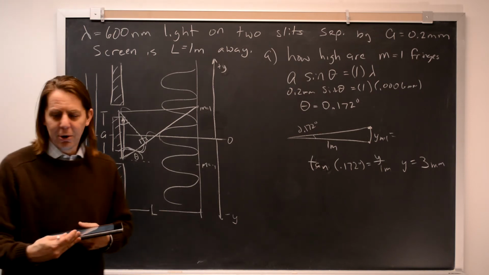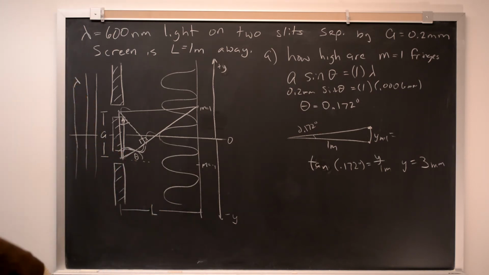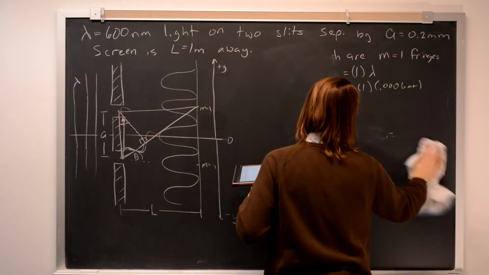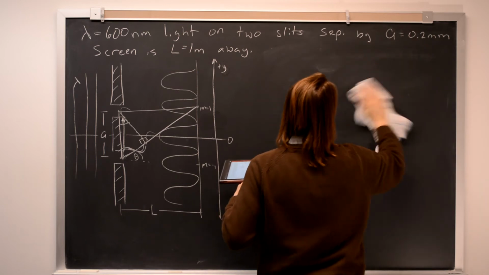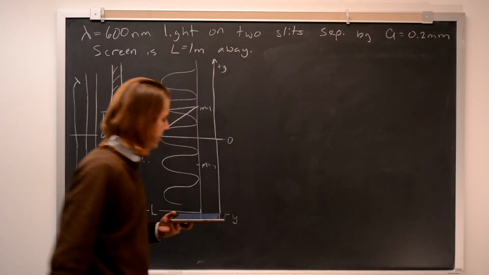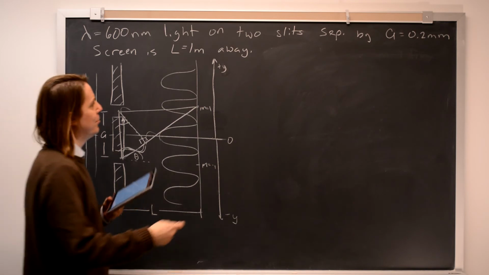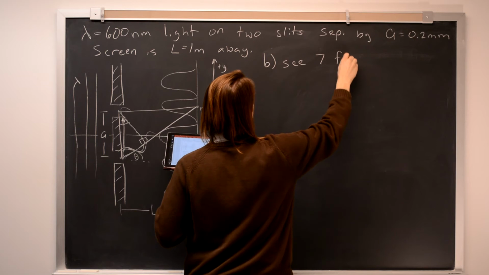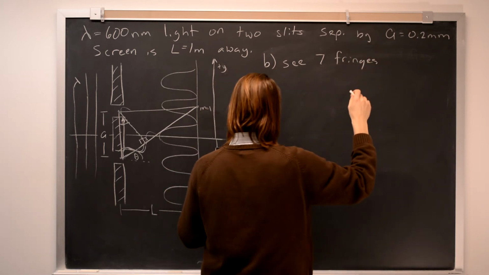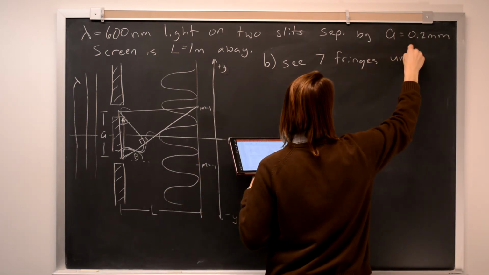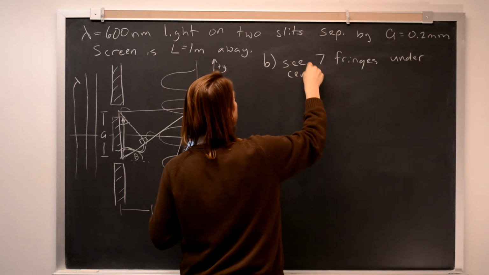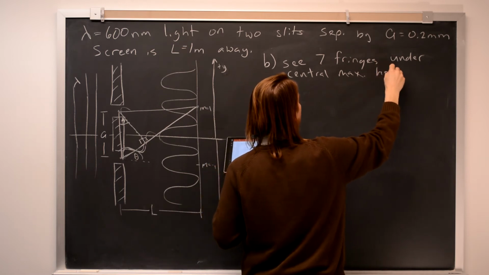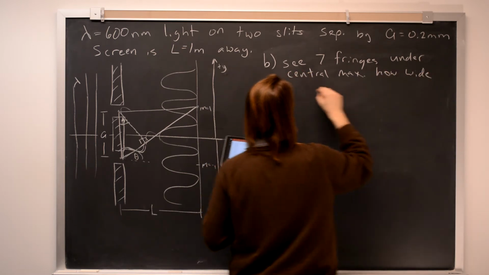Part A was only about interference and nothing about diffraction. So now let's look at part B. It's one of these tricky ones where you combine interference and diffraction. All right, so part B says you see 7 fringes under the central maximum. And then basically the question is, how wide are the slits?